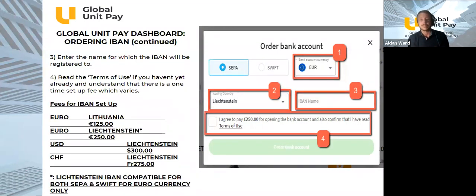But then you'll just need to note that there is a fee for opening an IBAN. The best way to describe it is that for SEPA, because it's only transactions happening within that Euro umbrella, it'll be 125 euros. For a Euro account that is operating from Liechtenstein, it is 250 euros, and that is because it covers both SEPA transfers and SWIFT transfers.